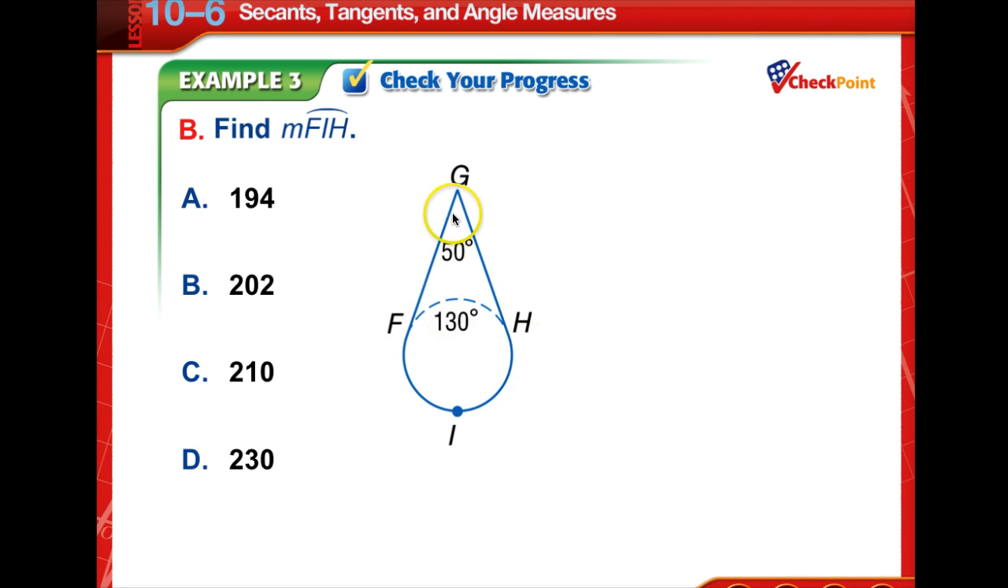Again, we know that the measurement of this angle is equal to 1/2 of this arc minus this arc. So we can set it up. 50 is equal to 1/2 of FIH minus 130. Multiply both sides by 2, and then add 130 to both sides. We get 230.